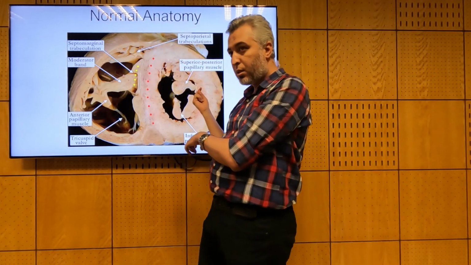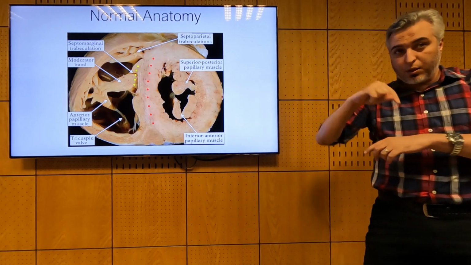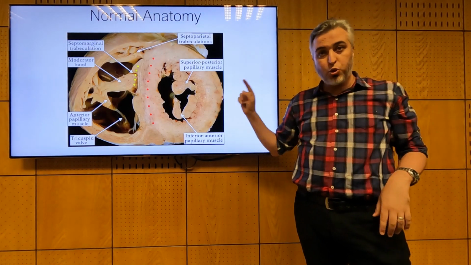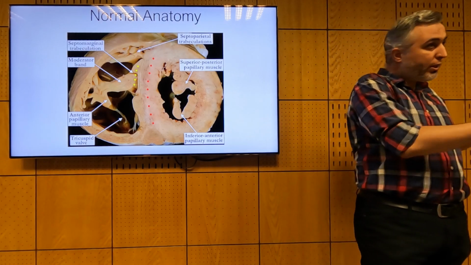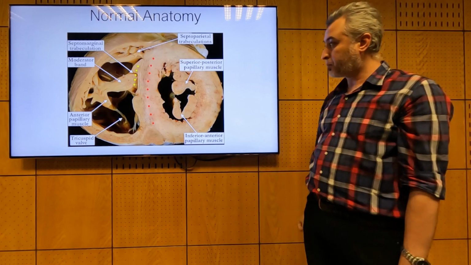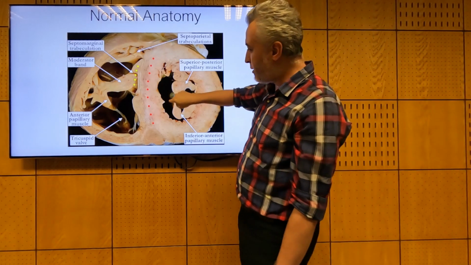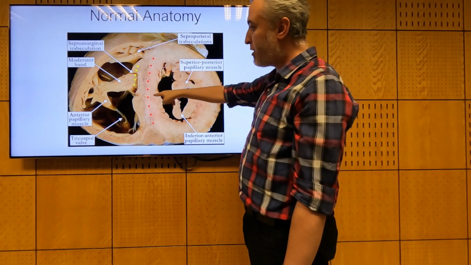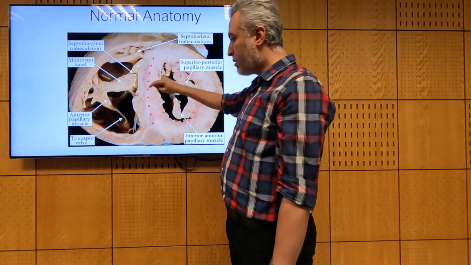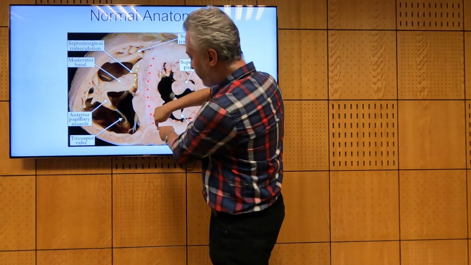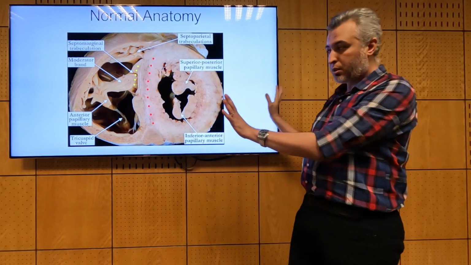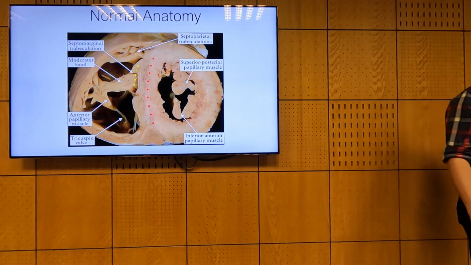Why is that? Again, this is a consequence of higher pressure. This is not a feature of the LV itself. So if the RV gets exposed to higher pressure, it will get a thicker wall. It's just adaptation to the higher pressure. And since this chamber has higher pressure, the septum will be pushed towards the other chamber. So normally, the curvature of the interventricular septum is towards the right ventricle. Okay? Again, this is all known.